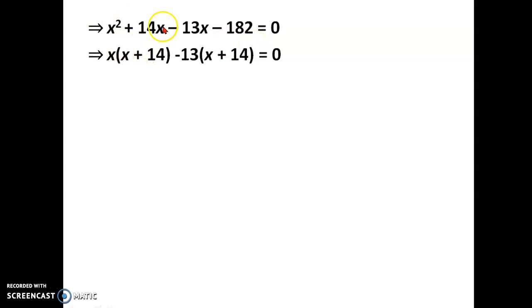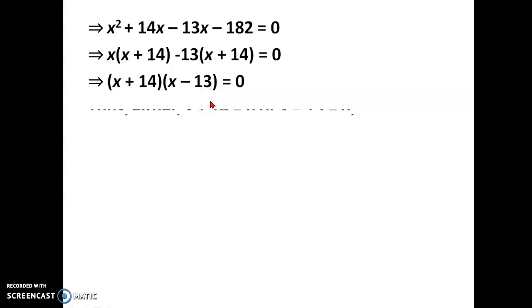Okay. So here in the first two terms x can be taken out as common. So inside the bracket I am having x plus 14 and here 13 can be taken out. So both are in minus. So minus 13 I am taking out. So inside the bracket I will get x plus 14. Okay, so x plus 14 is taken as common. So one more bracket is x minus 13. Okay, so these are the two factors. So equate it to 0. So x plus 14 equal to 0, x minus 13 equal to 0.